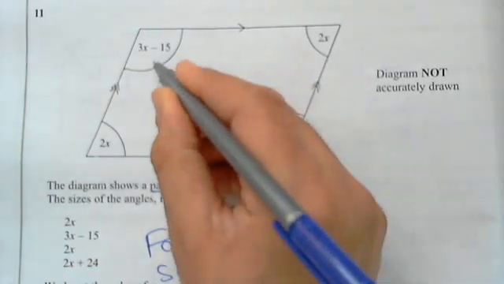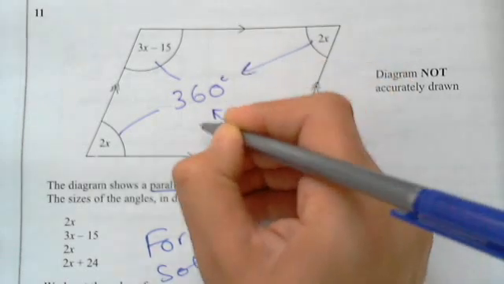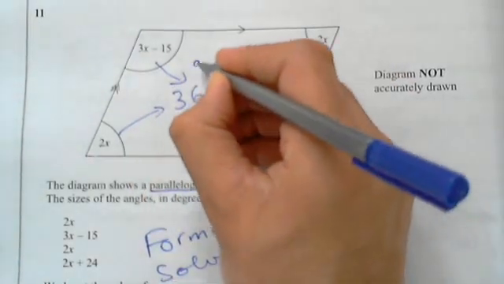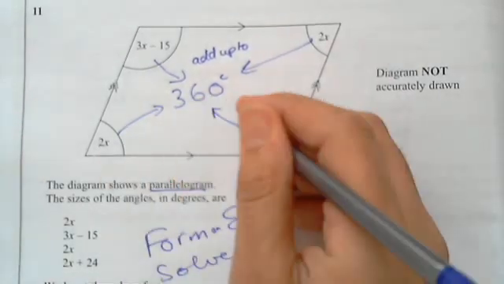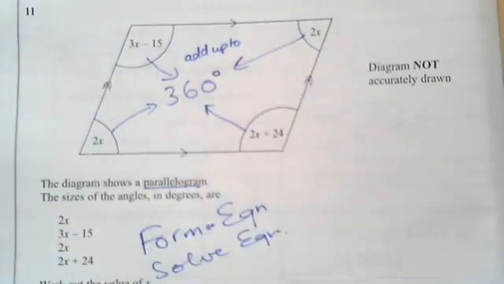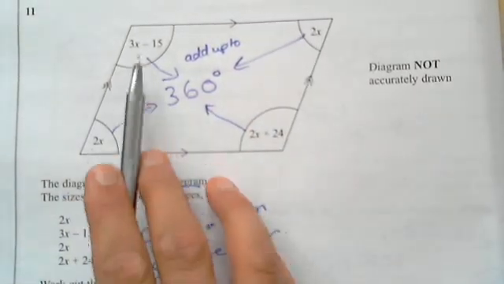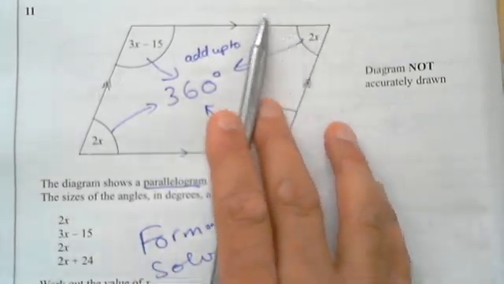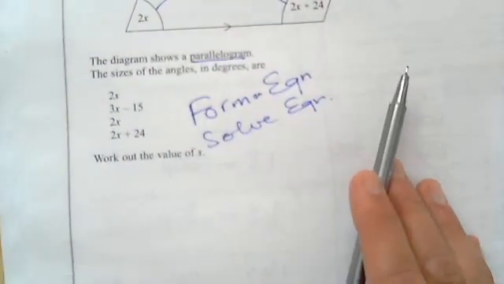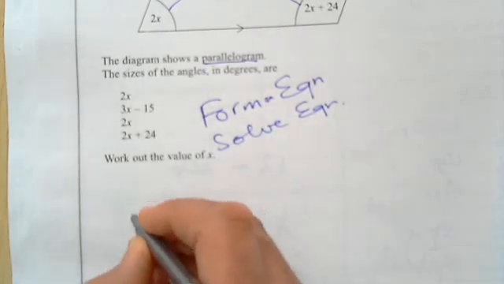We know that all of these angles must add up to 360 degrees. So the angle sum of a quadrilateral is that these four angles here must add up to 360. That's the fact that we know, as that's the property of the shape. So let's put that together and form an equation.